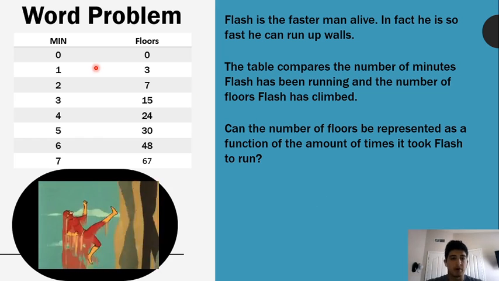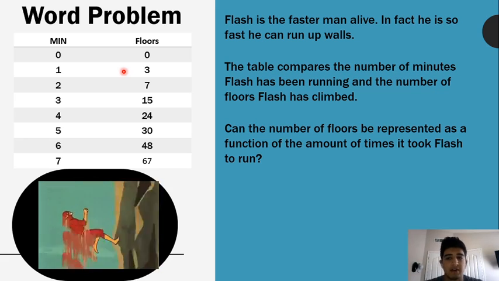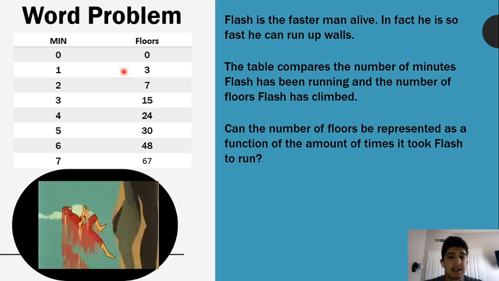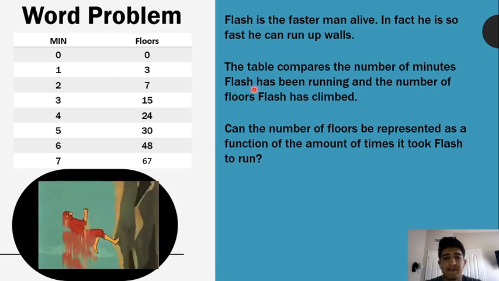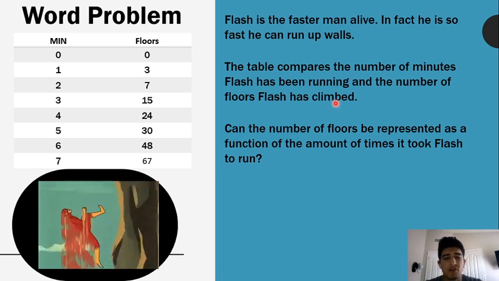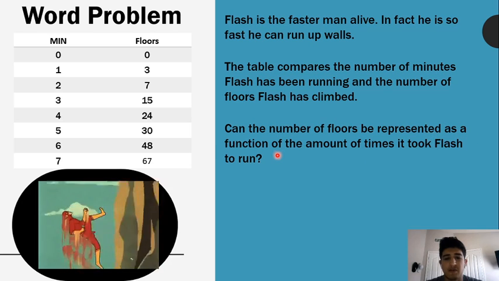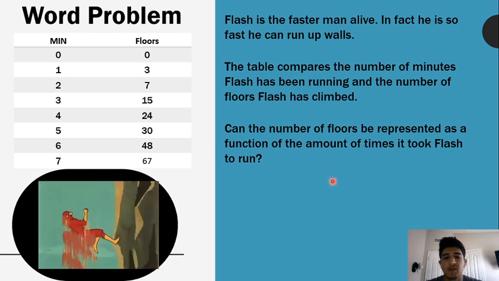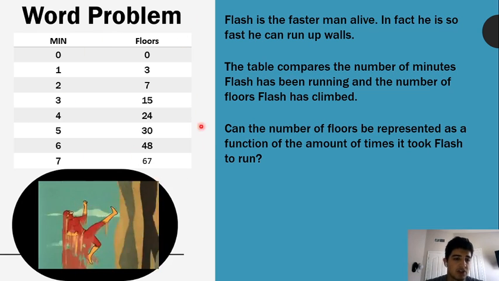So this is a word problem we're going to work on, all right? I'm going to go ahead and read it to you. Flash is the fastest man alive. In fact, he is so fast he can run up walls. The table compares the number of minutes Flash has been running and the number of floors Flash has climbed. Can the number of floors be represented as a function of the amount of time it took Flash to run? In other words, it's just asking you, is this a function?